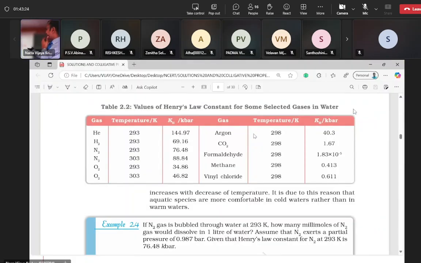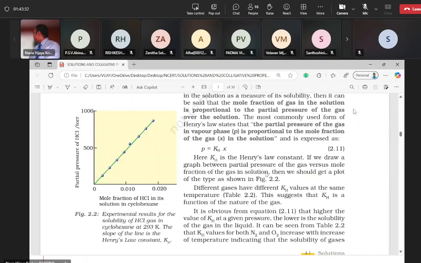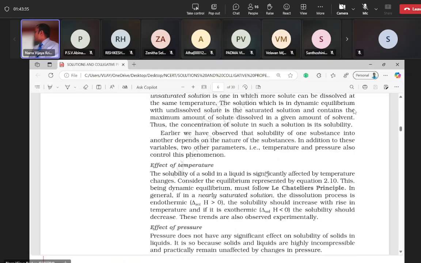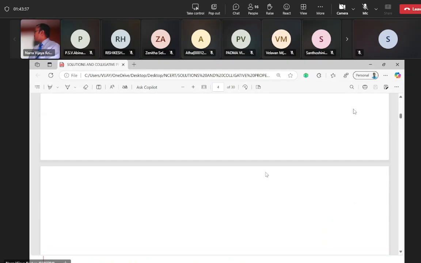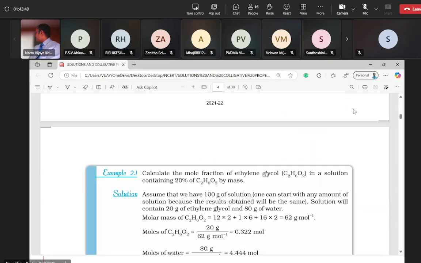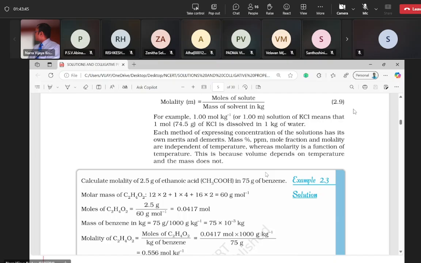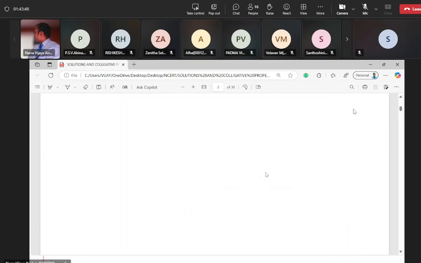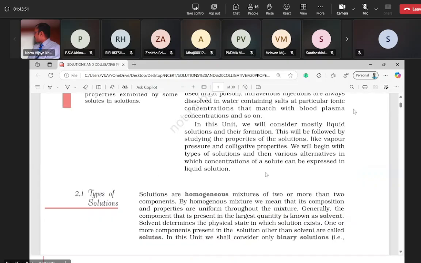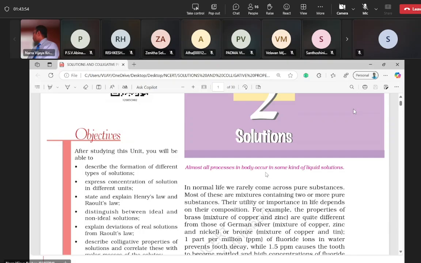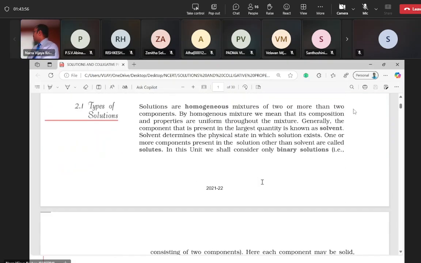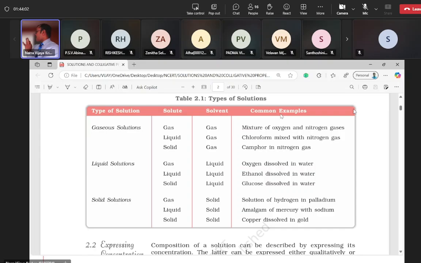So directly the table only came. Just now I copied the table from Google. Same table. Whatever I have discussed till now. This is the chapter name, Solutions. Solutions are homogeneous mixtures. We discussed this or not? Whatever I have discussed, every point is here.